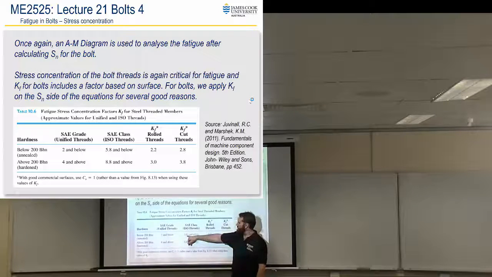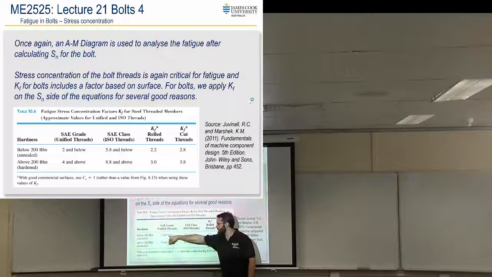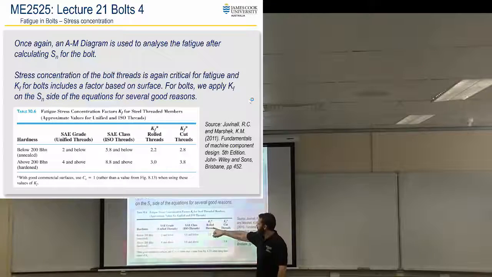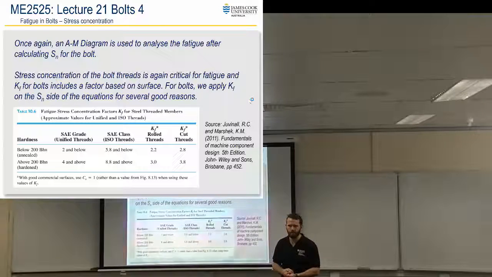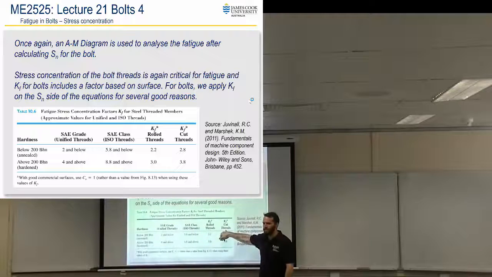Right, so for class 5.8 and below, or if you're dealing with imperial, unified threads 2 and below, there's 2 different categories, roll threads and cut threads. So that's just 2 different ways that you might actually get those threads. Now, cut threads is something like what you would use a tap set. So you're actually cutting those threads yourself.